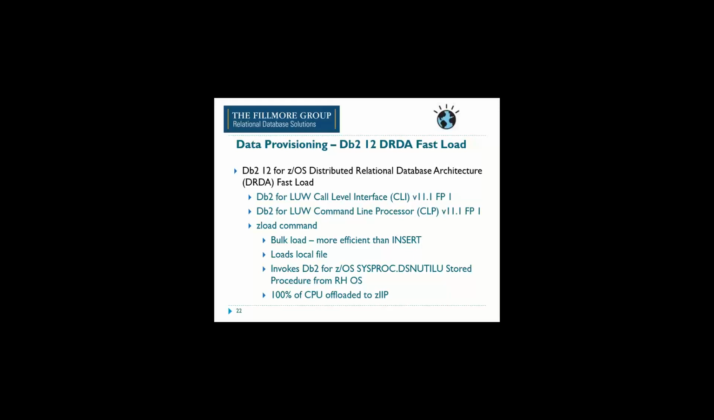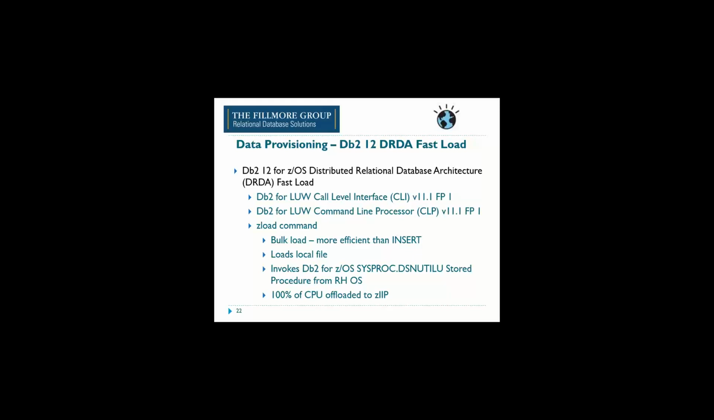It's not provisioning data via USS pipes, but it is reading the data natively, directly from a z/Linux or a Red Hat OpenShift file and loading that directly by executing the SYSPROC.DSNUTILU stored procedure. You can invoke that directly from Red Hat OpenShift. You can connect to Db2 for z/OS as a client, and then you can issue the SQL CALL statement, and it'll execute this procedure.